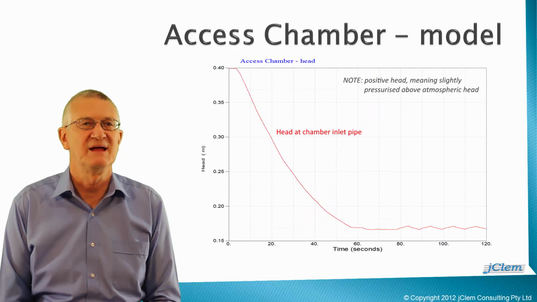Now looking at the head, at the point of entry into the access chamber, we can see head drop slightly. Note it remains positive, indicating that at no time during this simulation did the air cushion device draw additional air into the system, indicating that this model is well suited to representing a sealed, gas-tight sewer access chamber.